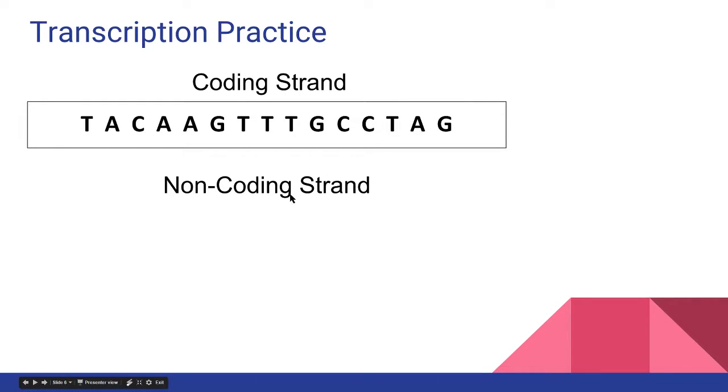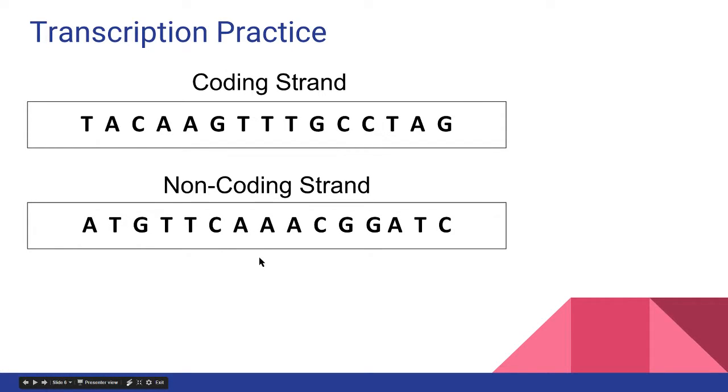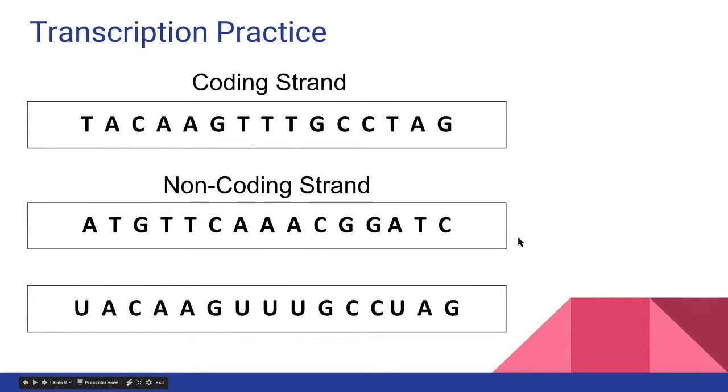So this is just some practice. I'm just going to run through this. If you want to practice yourself, you can freeze the video, work on it, and then start it to get the answer. But here's the non-coding strand, right? These are both DNA, therefore thymine matches with adenine, and A to T, C to G, A to T, A to T, and so forth. So this is our mRNA now. As you can tell, it's A to U now instead of A to T, because this is RNA. T to A, G to C.